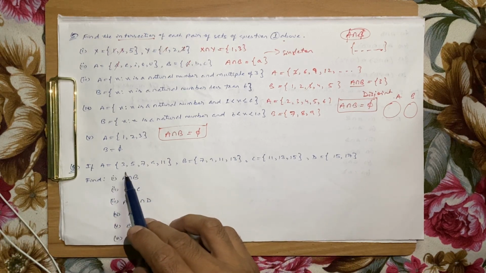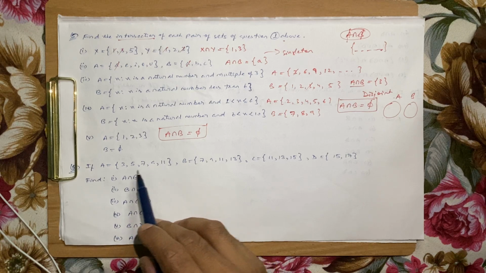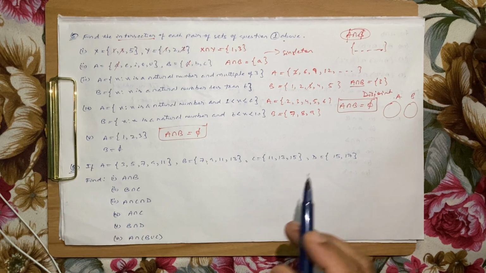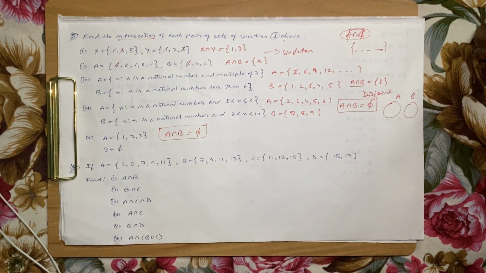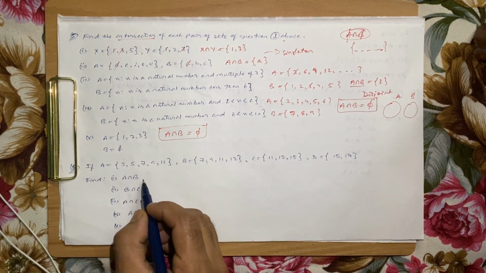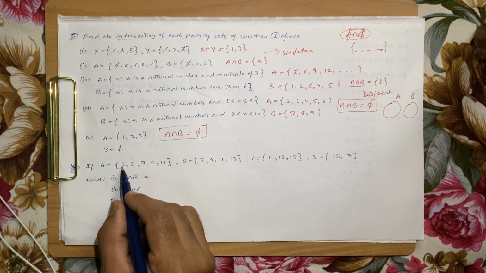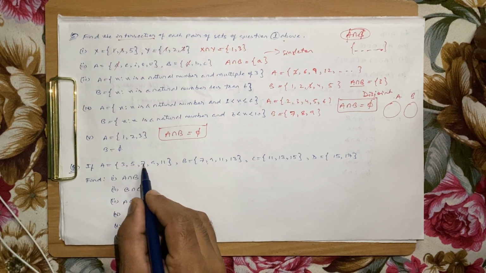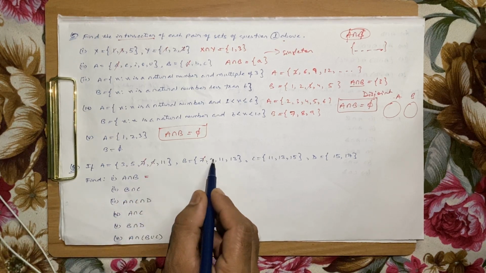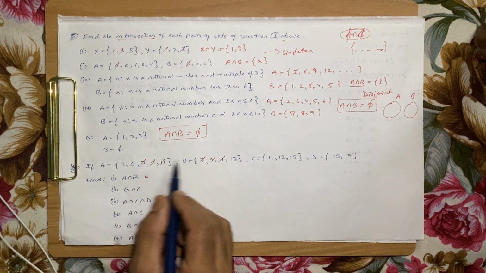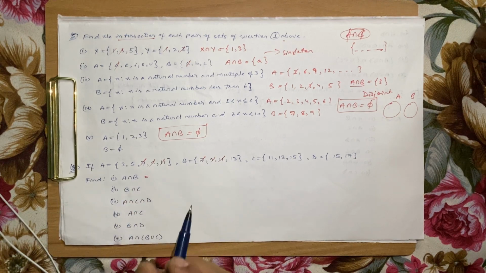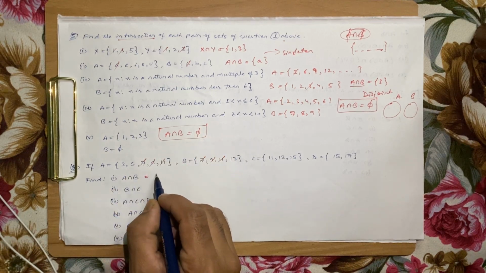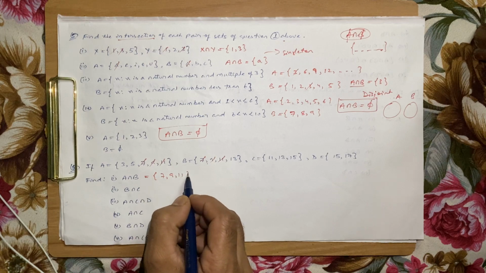The next question is A is 3, 5, 7, 9, 11. So there are 5 elements. B has 4 elements, C has 3 elements, and D has 2 elements. It says find A intersection B. So A and B intersection means common elements. Let's check. The first element of this is 3. Is there a 3 present? No. 5? No 5. 7? Yes, I have the 7 common. Then I have the 9 common. Then I have the 11 common. So there are 3 elements that are common between these two sets. That means 3 elements that are present in set A and set B also. So what will be A intersection B? This will be 7, 9 and 11.